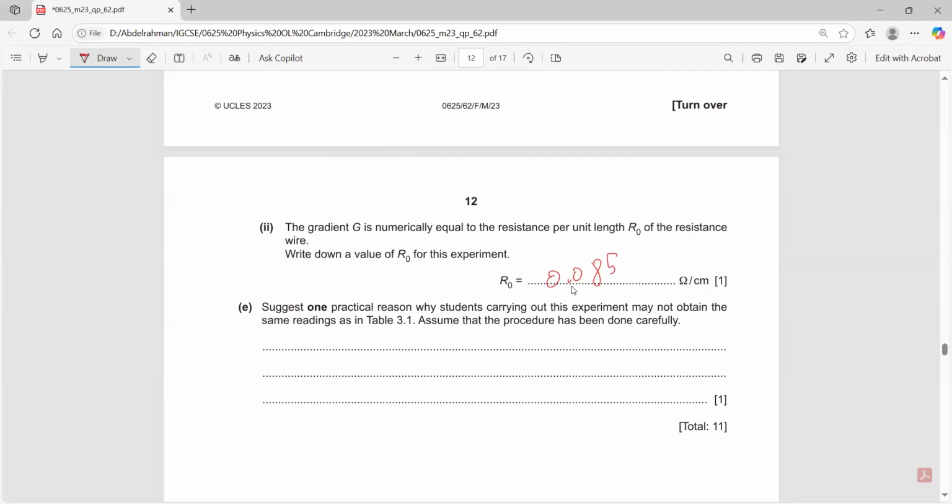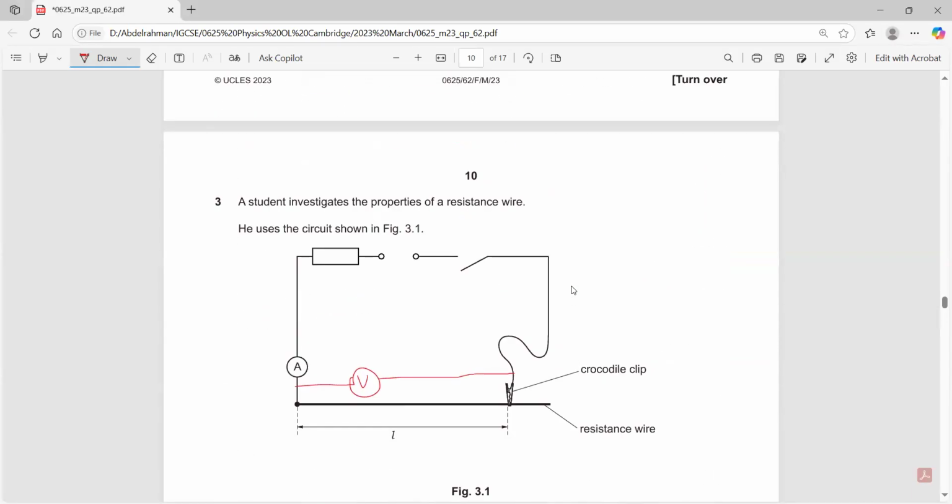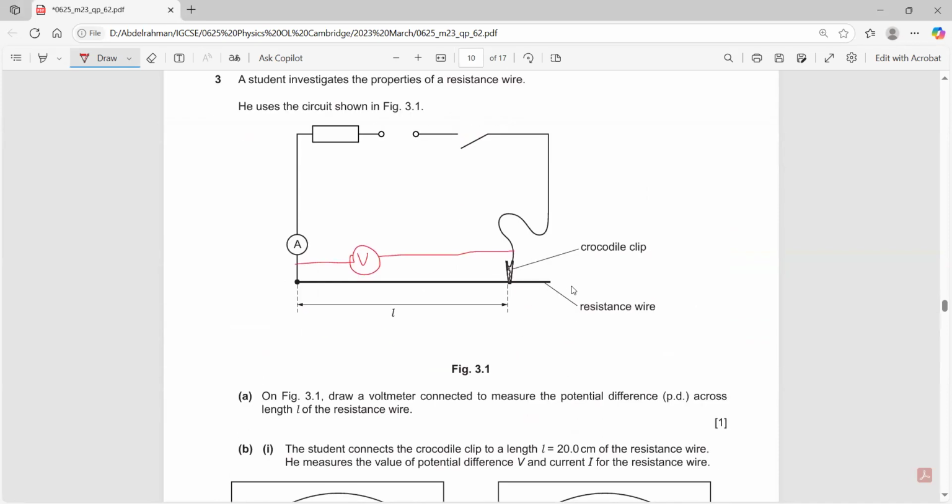State one practical reason why the students carrying out this experiment may not obtain the same readings. Why don't they have the same readings? We did the same things. We are trying as much as possible to be accurate. One of the very common mistakes is while using this crocodile clip. Let's check out the diagram, the figure. You have this crocodile clip.